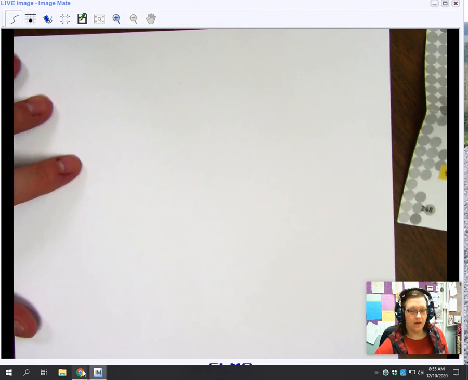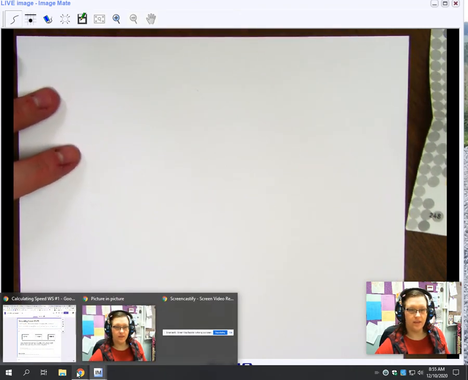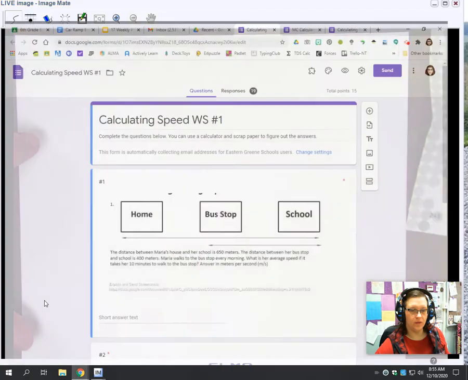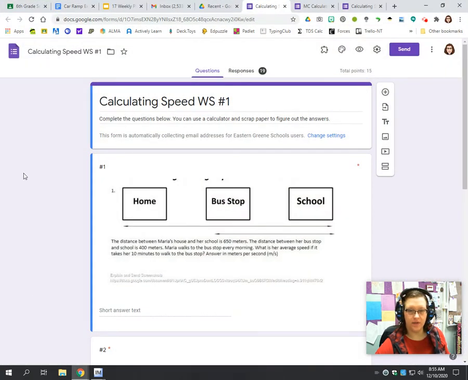Good morning. This is the explanation of the homework/classwork from yesterday, the speed calculating worksheet.